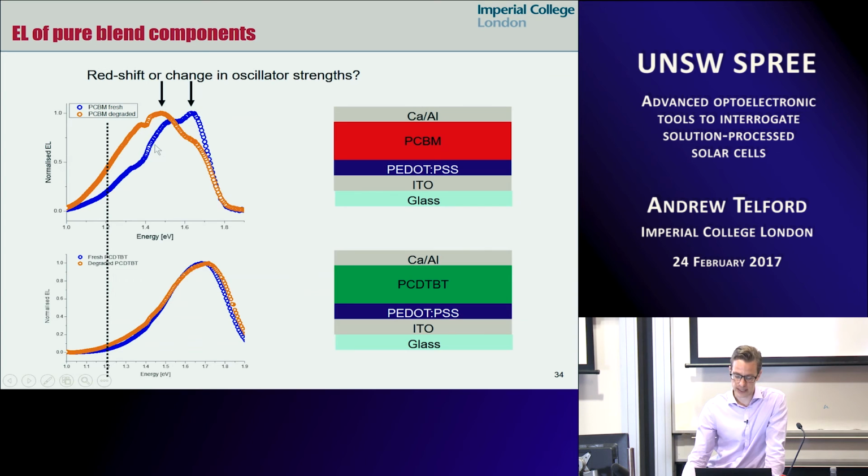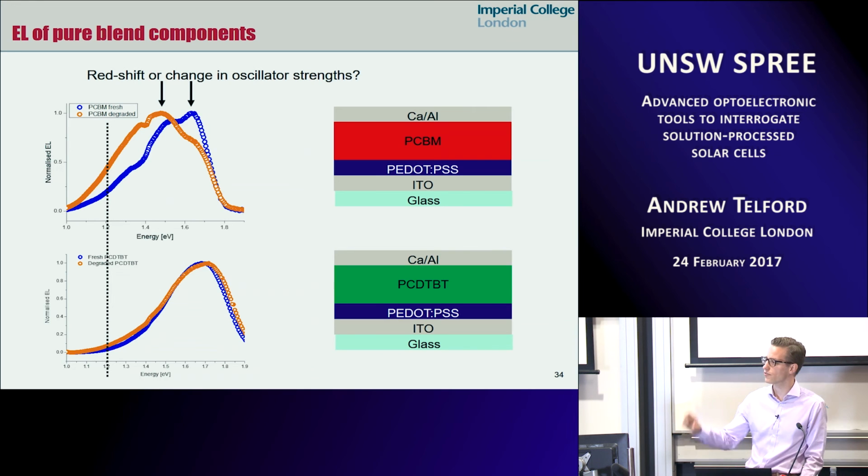in the electroluminescence. But in any case, the ways we explain the effect point to the presence of traps that affect the charge transfer state. Just as a control, we did electroluminescence on just PCDTBT devices, and you see that if you degrade the PCDTBT, so the polymer, nothing really changes.